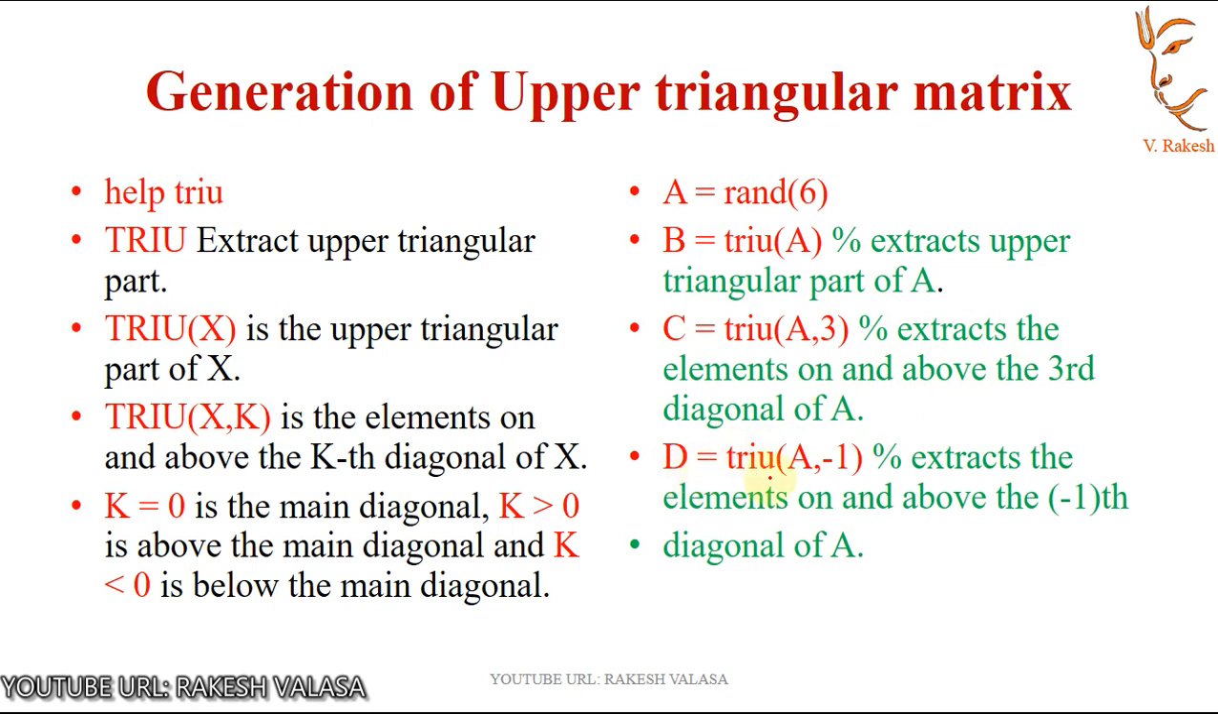D equal to triu of A comma minus 1. It extracts the elements above the minus 1st diagonal of A.